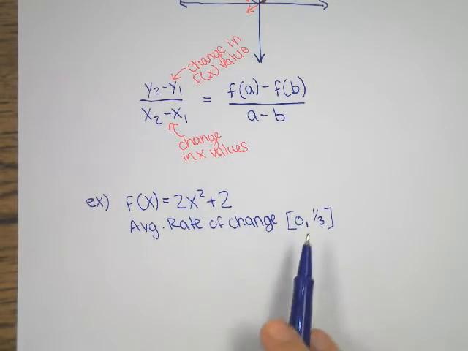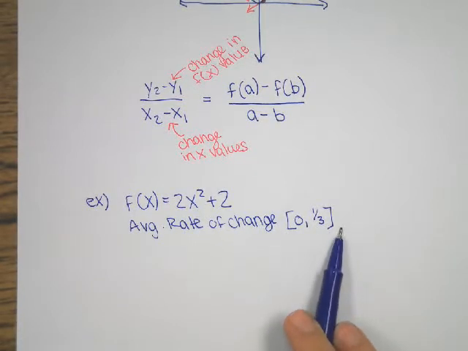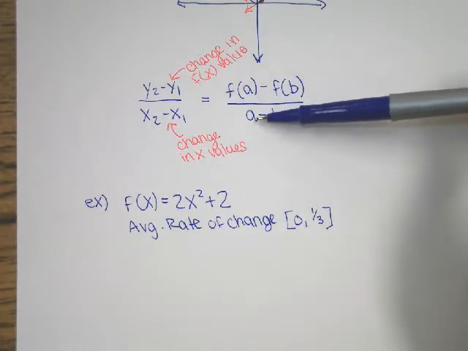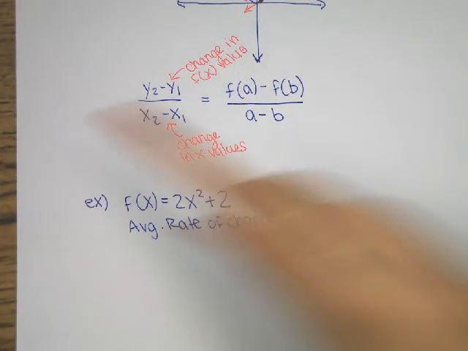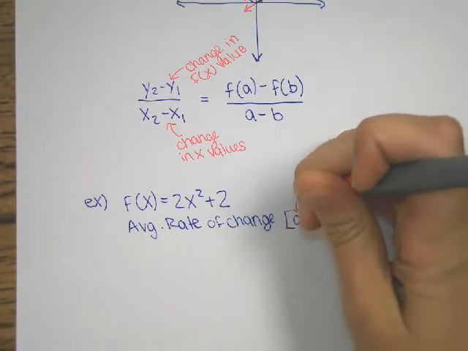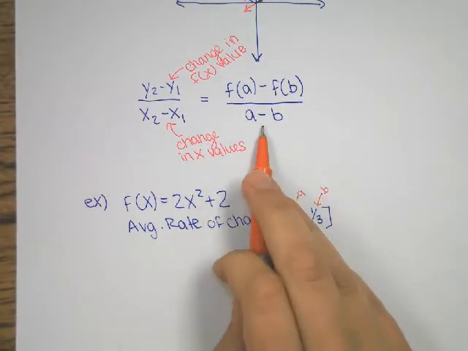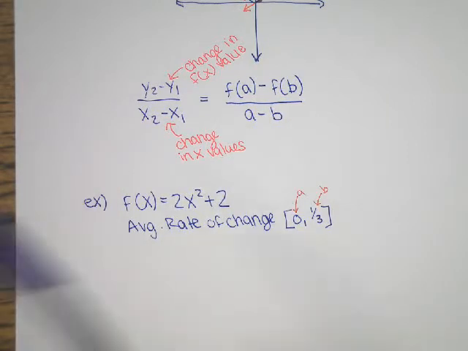So I want to figure out how much the function increases when x goes from 0 to 1/3. The first thing we need to do, if we're looking here, we know our values: our a is 0 and our b is 1/3. But we need to figure out f of a and f of b. So those are our x values. That's the difference in the x's. We need to figure out what the difference in the y values is for those 2 points.